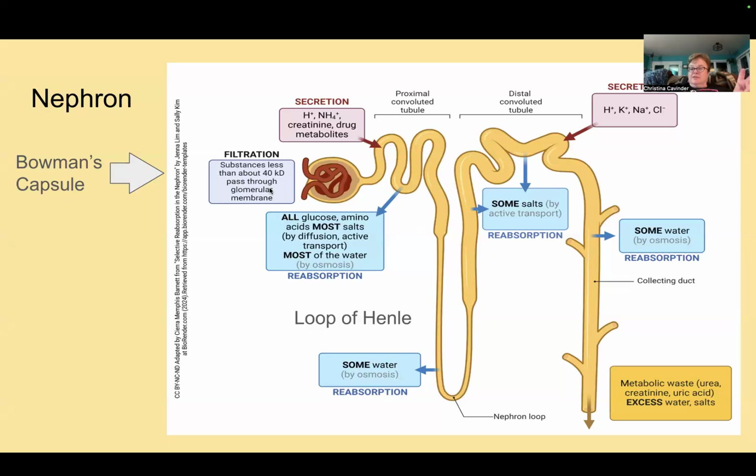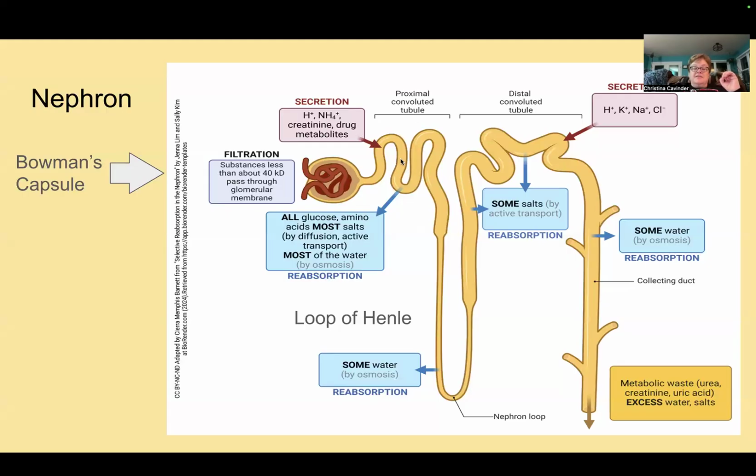So larger things like proteins and other fats, and blood cells, do not go into the Bowman capsule. So usually electrolytes, waste products, and water are put into the tubule. Those are released from the glomerulus into the Bowman capsule, and then they go through the proximal convoluted tubule. Proximal means it's closest. So closest to the Bowman capsule is the proximal convoluted tubule.